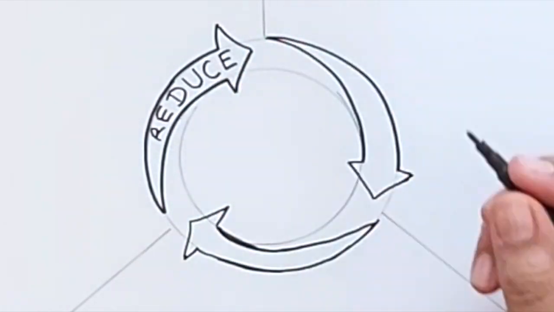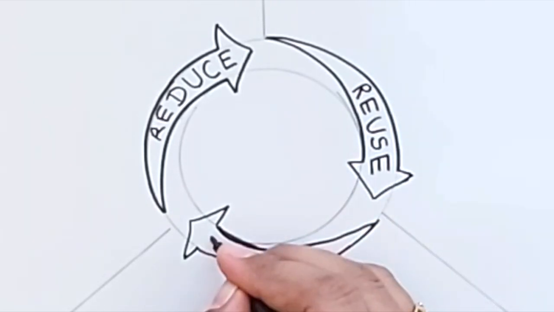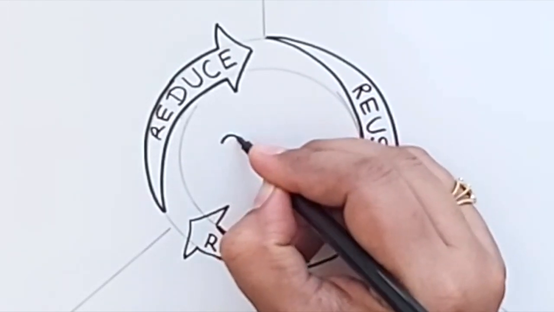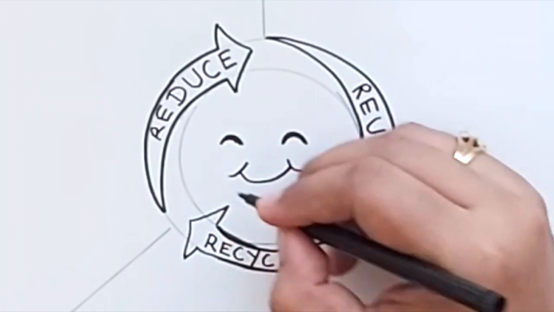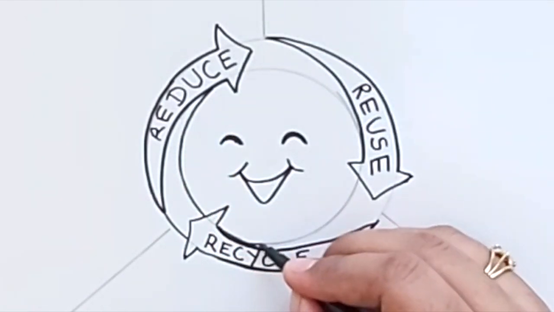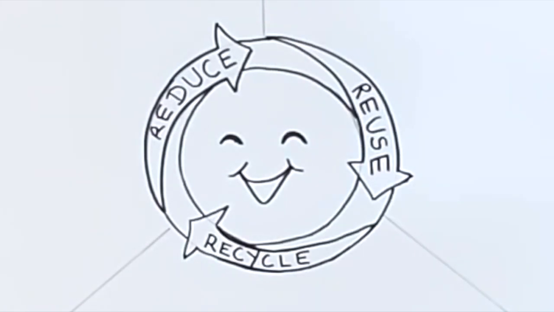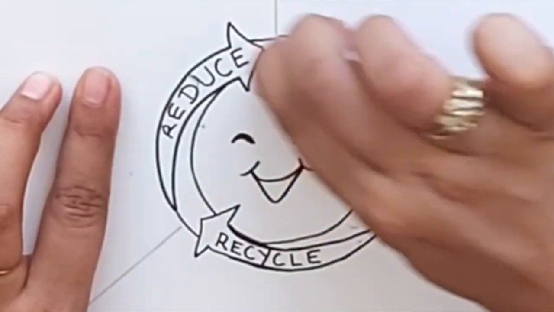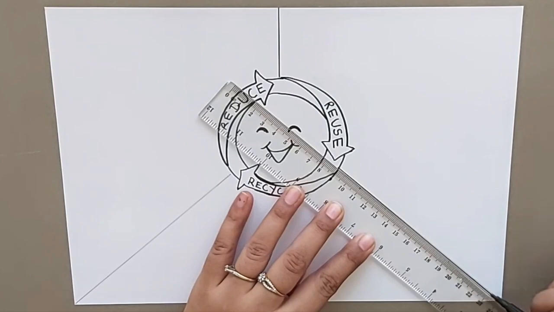These 3 arrows represent the 3 ways in which we can save the environment: reduce, reuse, and recycle. If everybody follows all these 3 ways, the environment would be happy, the earth would be a happy place. So now we'll focus on all these 3 R's of saving the environment one by one. We will start with the recycle.